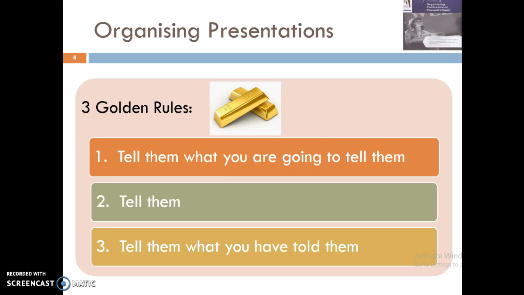There's something that I would like to share with you about organizing presentations. There is this thing we call the golden rules, and there are 3 golden rules. The first one is to tell them what you are going to tell them. The second one is to tell them. The third one is to tell them what you have told them. Does that sound confusing, or does it make perfect sense?